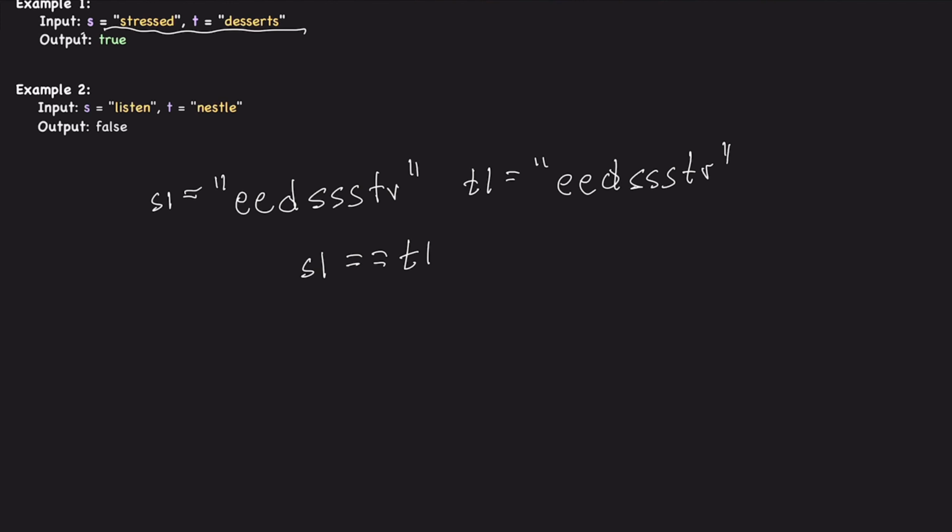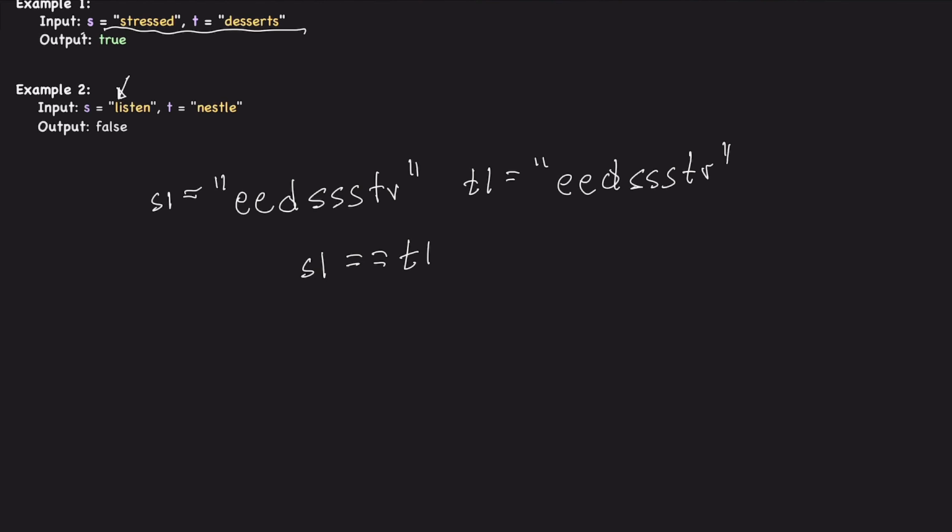If we do the same for the strings in example 2, after sorting, we will end up with two different strings. It is easy to notice that, for example, string s has a letter i that is not present in string t. So we will end up with two different sorted strings. And since they are not equal, we would return false.